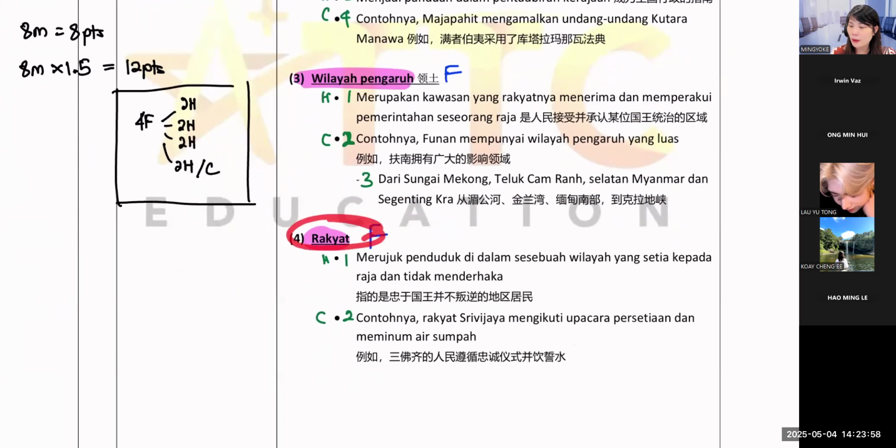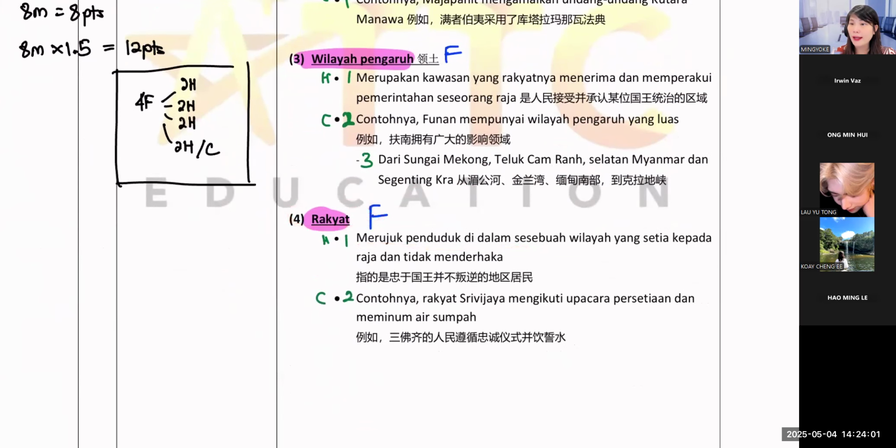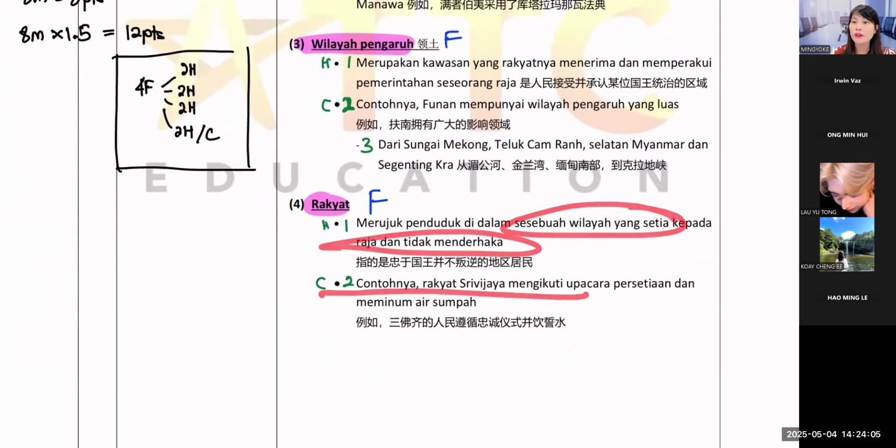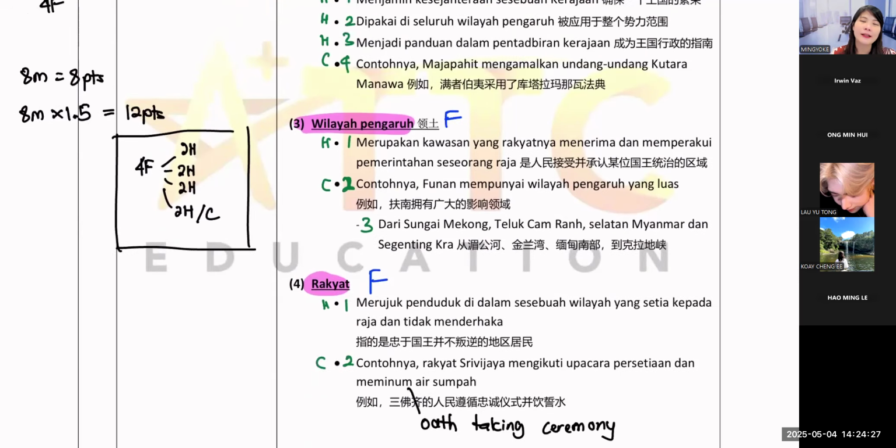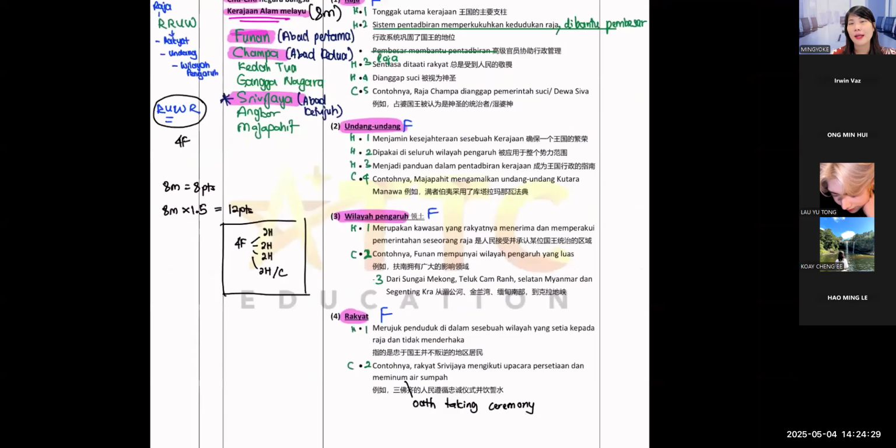Rakyat instead is refers to the citizen within the area that are loyal to the king and never betray. And contoh rakyat Sriwijaya, they will go through a what? So-called what? Oath-taking ceremony. Remember, they will drink the holy water at the inscripsi Telaga Batu there, with the 7 cobra head there. All those lah.